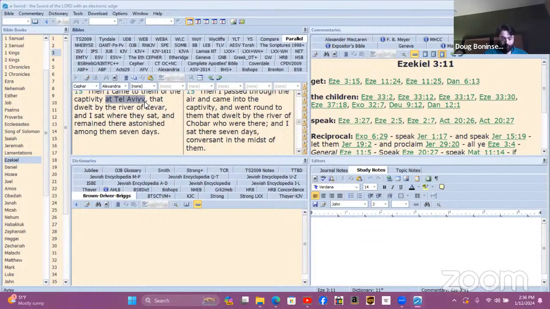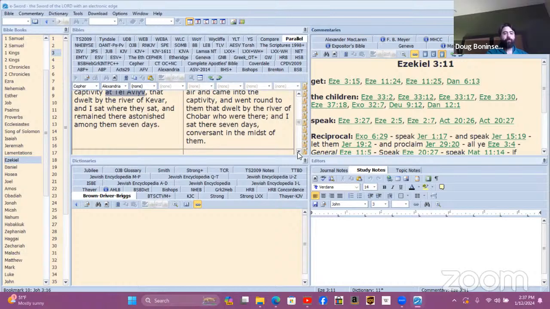All right, okay. It seems like it is. So that's not a huge variant then. That's just the Septuagint being a little bit more specific about where in Tel Aviv Ezekiel went. He went to the river of Kedar. So it's giving you at least a little bit more specific geographical location.